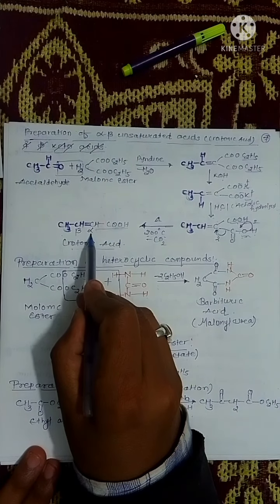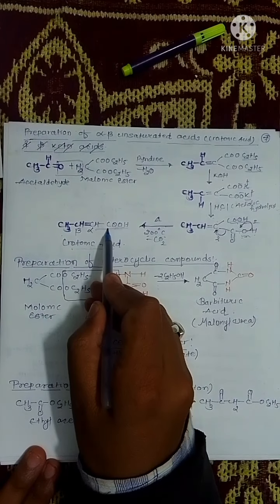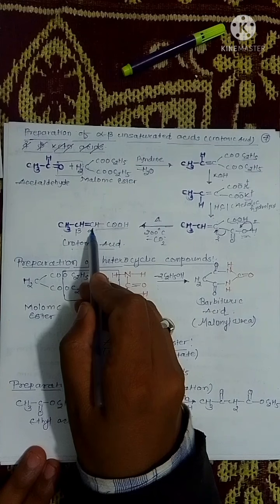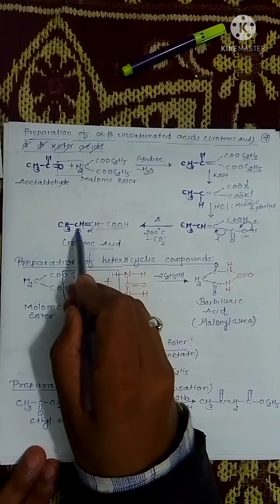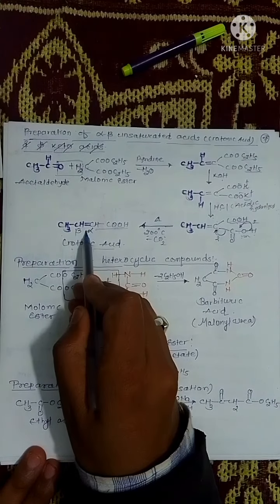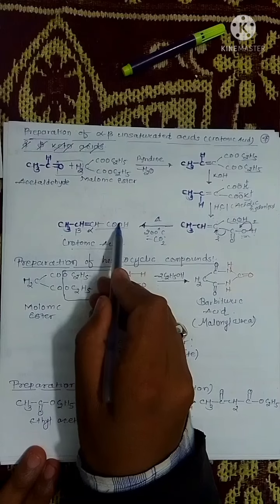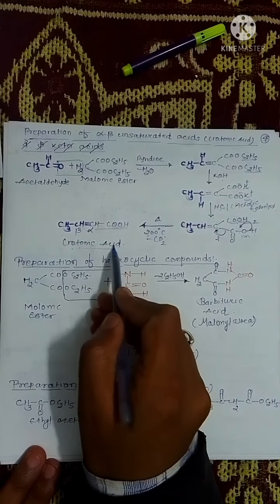It is known as an alpha beta unsaturated acid because next to your carboxylic acid there is the alpha carbon and next to alpha there is the beta carbon. In both carbons unsaturation is present. That's why it is known as alpha beta unsaturated acid or simply crotonic acid.